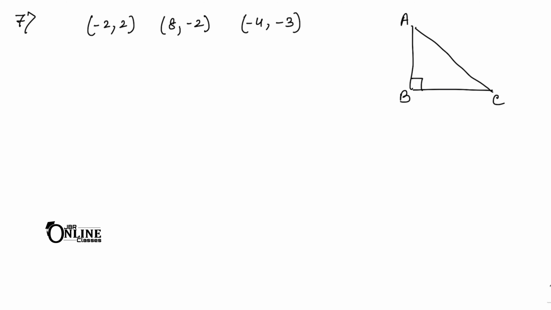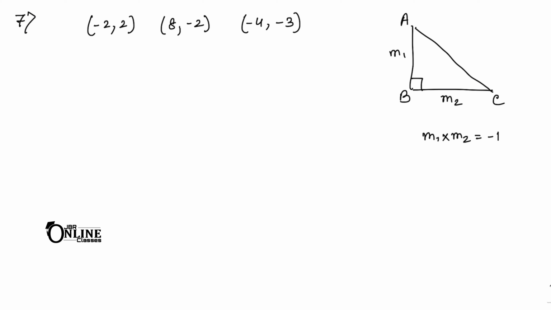That means in that case the slope of AB multiplied with the slope of BC equals definitely minus 1. If your slope of AB equals m1 and this one equals m2, so m1 into m2 equals minus 1. So if you prove that the slopes of any two sides that are perpendicular to each other multiply to minus 1, then your answer will be proved.